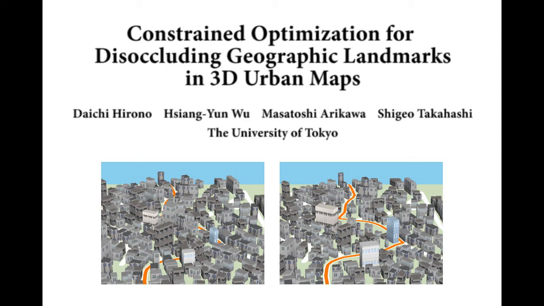This video demonstrates a novel approach for enhancing the visual readability of 3D urban maps. The main idea of our approach is to avoid occlusion of geographic landmarks by suppressing the building heights as well as displacing roads and buildings.